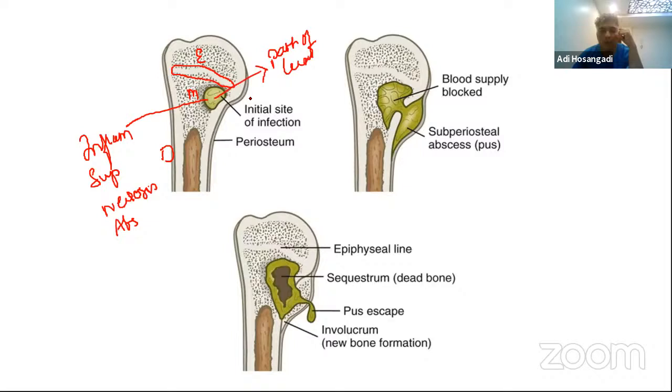path of least resistance. So in childhood, the periosteum is adherent to the bone very, very loosely, unlike in adults. So it goes under the periosteum. Look at this diagram. The abscess bursts out and spreads under the periosteum. Because the abscess goes under the periosteum, the pus is elevating the periosteum. There is a formation of new bone here. Okay, there are various routes where the pus can escape. The most common route is into the subperiosteal region. From here it can escape into the muscles and then through the skin and form a sinus.